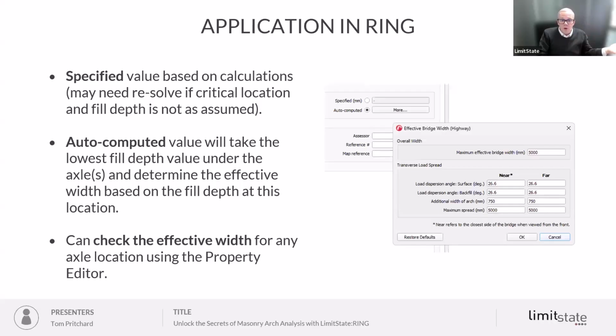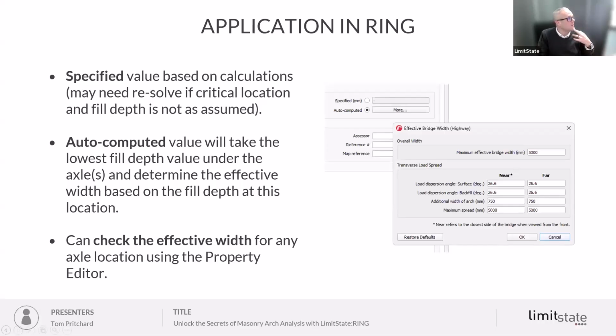If you're in the software specifying, and we'll look at this in a second, a fixed effective width, it should correspond to the location where the value is at its minimum across the structure. So this avoids us overestimating the arch's resistance. Alternatively, Ring can also auto-calculate, we can see here, the spread of load whilst also allowing you to set maximum effective bridge width limits. So the software will automatically curtail the spread if it exceeds that value.